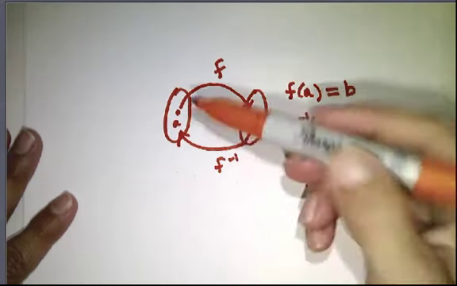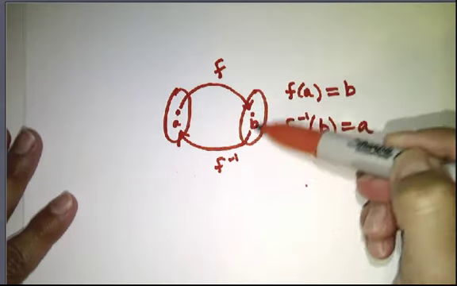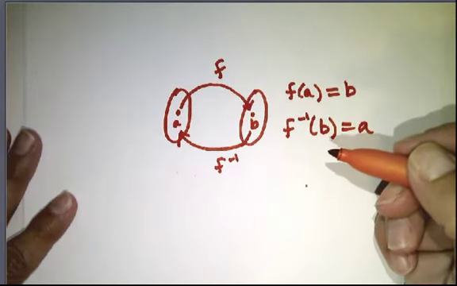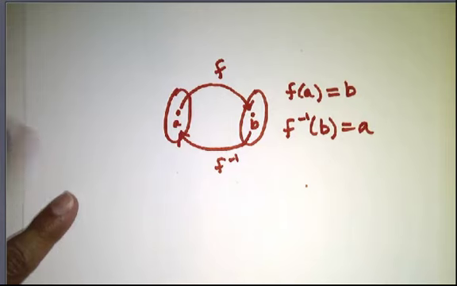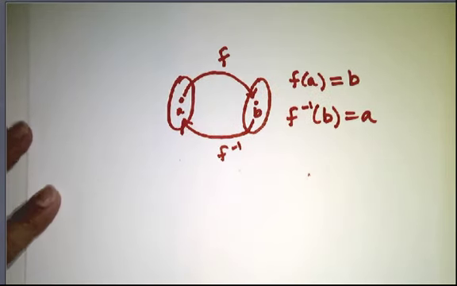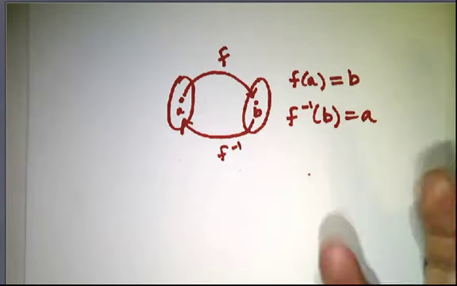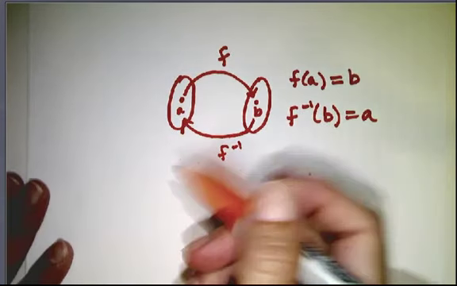And we would write f inverse of b equals a. And because of that, if we started at a, then traveled to b, and then went back to a, that's why we call it that undoing function. Okay? Well, let's talk about how we could talk about this undoing property with algebra or algebraic notation.